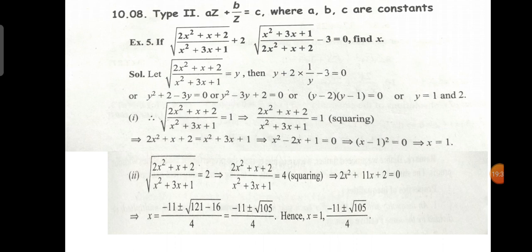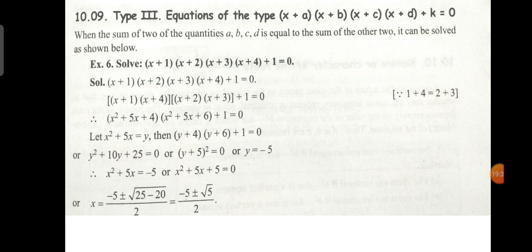Okay, yes, is it clear? I think all of you understood that. Next is type 3. If the given equation is of the type (x plus a) into (x plus b) into (x plus c) into (x plus d) plus k equal to 0. Okay, for example, it is given (x plus 1) into (x plus 2) into (x plus 3) into (x plus 4) plus 1 equals 0. K is a constant. Okay, so what you have to do is, yes, sum the quantities a, b, c, d, which is equal to the sum of the other two. It can be solved as given.